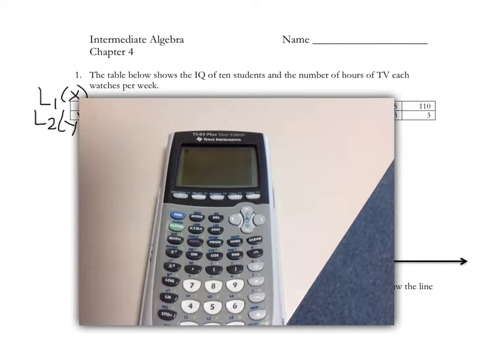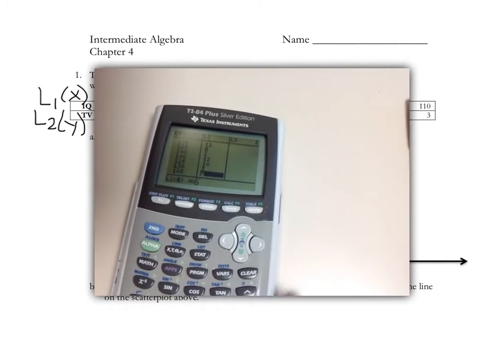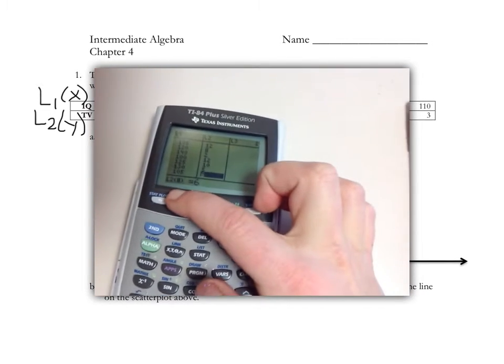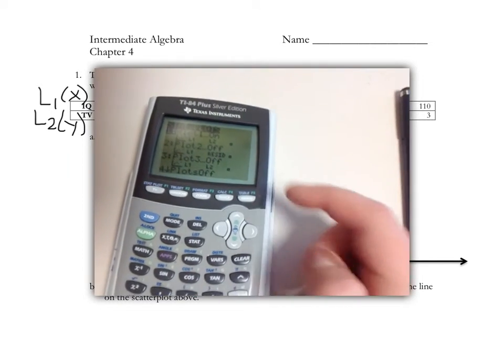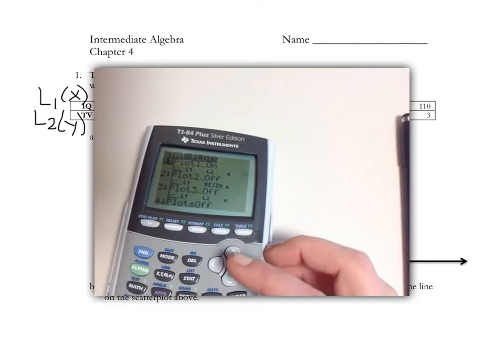The next step, now that our data is entered, is we have to see what it looks like on a scatter plot. In order to do that, remember we want to select the stat plot function, which is written in blue, so we will hit the blue button first. To graph this data, we will now use that second stat plot, bring us to this screen. We want our first plot to be on and everything else to be off.